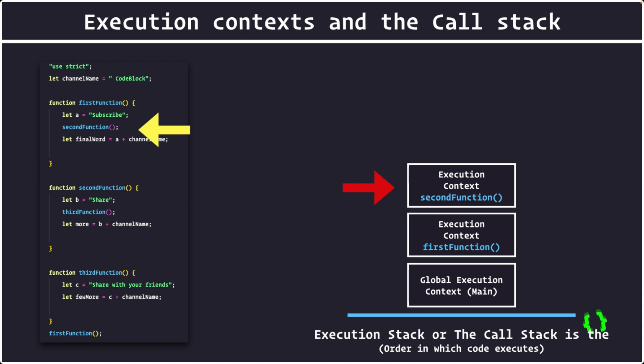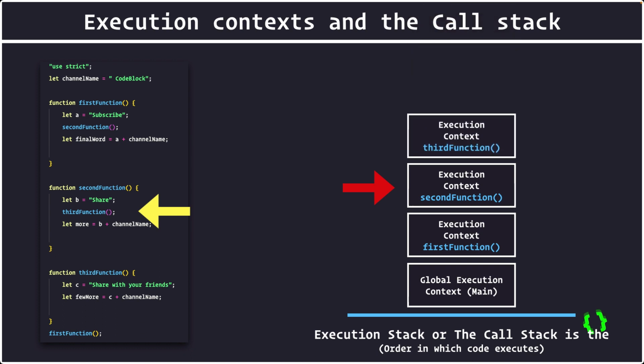So in this function, we have variable b stored in this new execution context, and now we call the third function inside of the second function. And once more, a new execution context is created and put on the top of the stack. And now this becomes the active execution context. So inside of the third function, we just have a few variable declarations and nothing much. So it will be stored in this execution context.